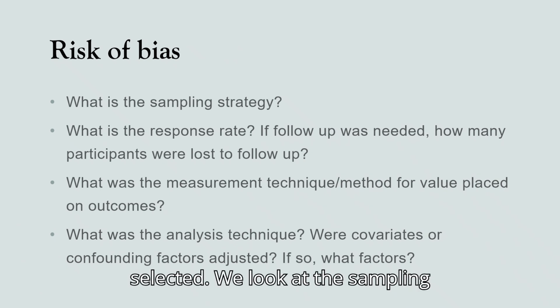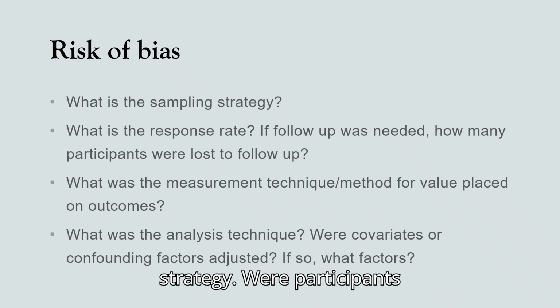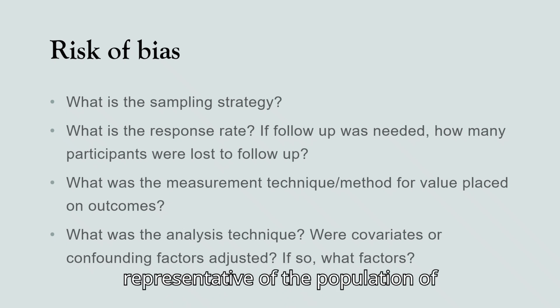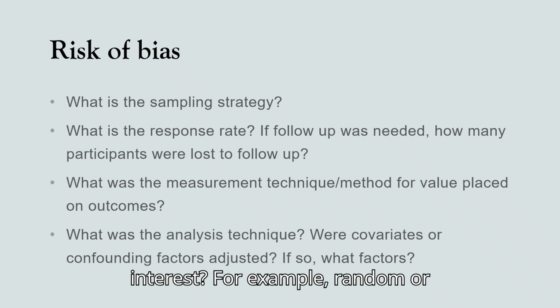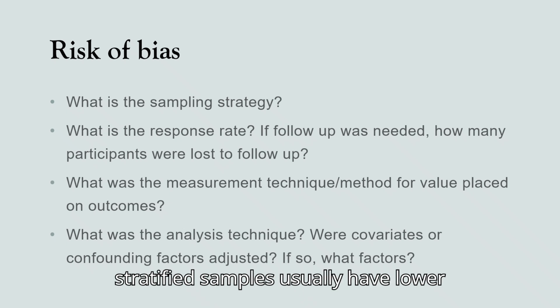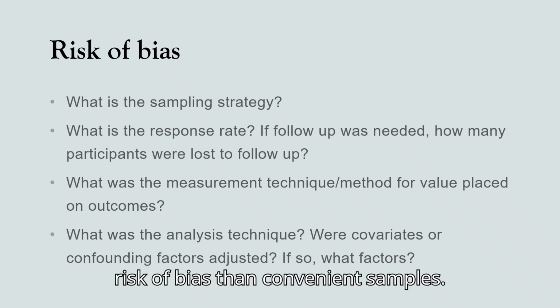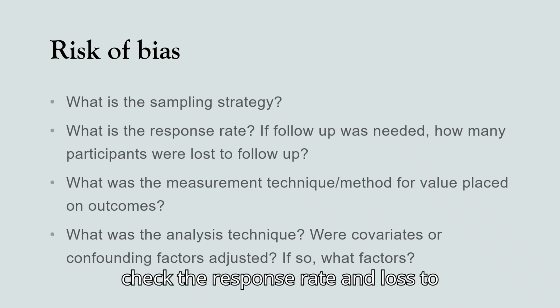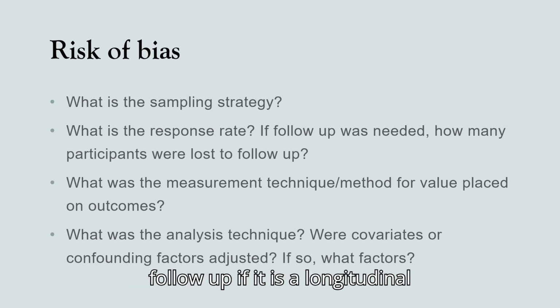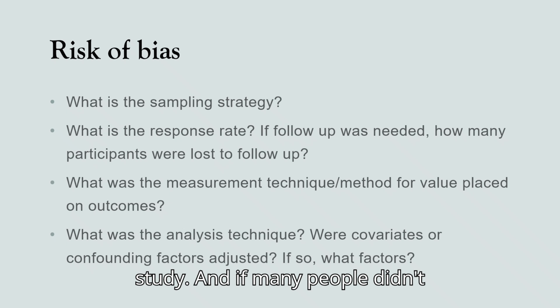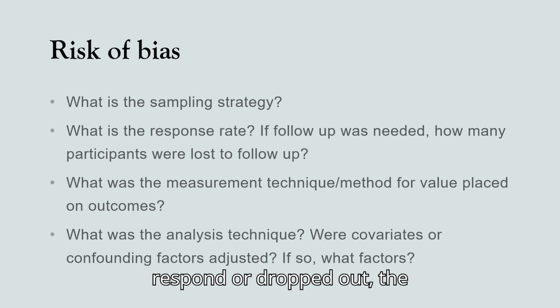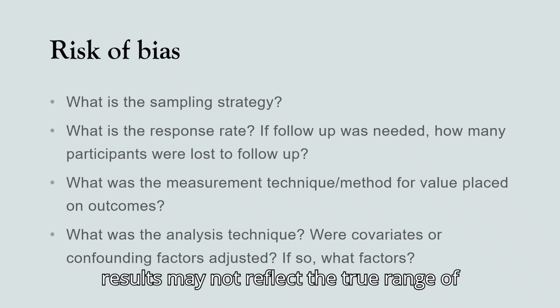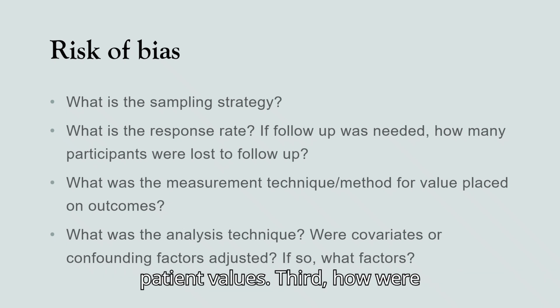The first is how were participants selected. We look at the sampling strategy. Were participants representative of the population of interest? For example, random or stratified samples usually have lower risk of bias than convenience samples. Second, was the study complete? We check the response rate and loss to follow-up if it is a longitudinal study. And if many people didn't respond or dropped out, the results may not reflect the true range of patient values.